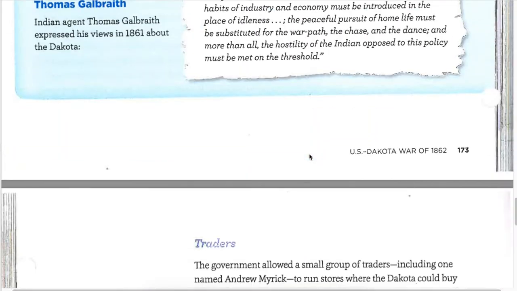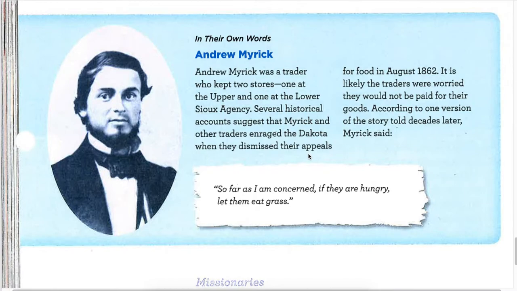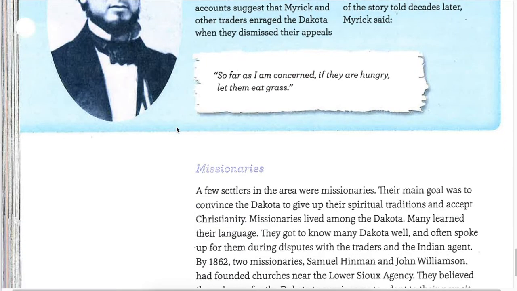Another picture that we see is of a trader whose name is going to pop up and you will hear about, named Andrew Myrick. And so his name will come up because he said some pretty horrible things. But the Dakota got their revenge.